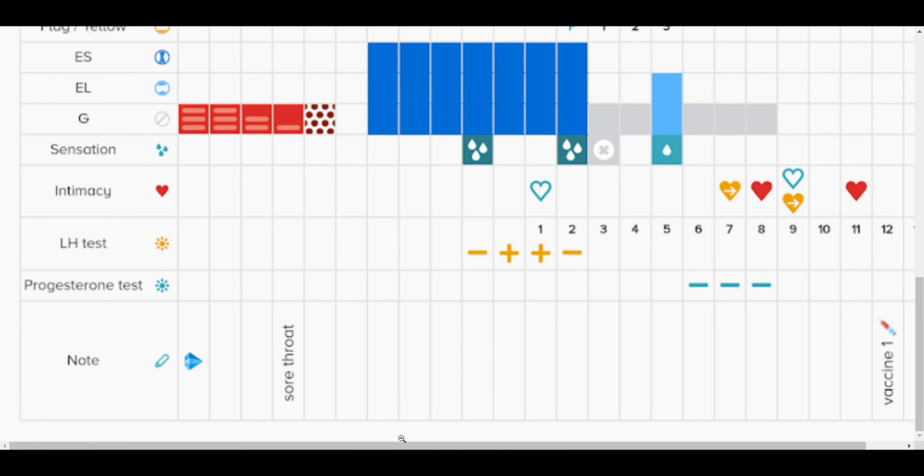The next line that we're looking at is LH testing, and this one I think is kind of fascinating, because with LH testing, this is a biomarker that is literally just a urinary hormone test that you can do at home.